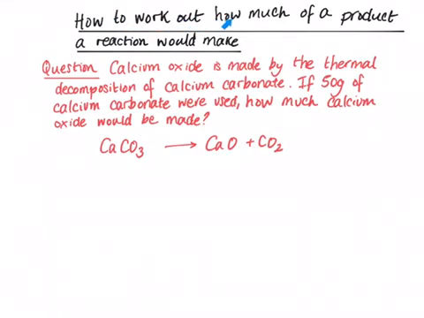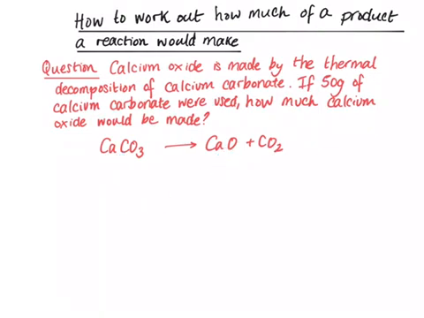How to work out how much of a product a reaction would make. The question is, calcium oxide, which is CaO, is made by the thermal decomposition of calcium carbonate. So if you heat calcium carbonate, you get calcium oxide and you also get carbon dioxide. If 50 grams of calcium carbonate were used, how much calcium oxide would be made? So the question is asking, if you have 50 grams of this, how much of this would we end up with?